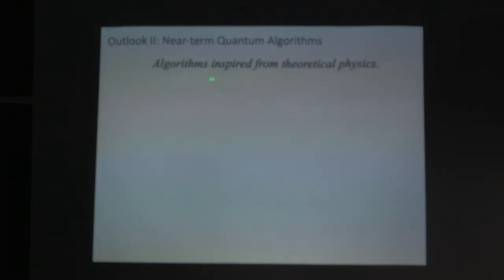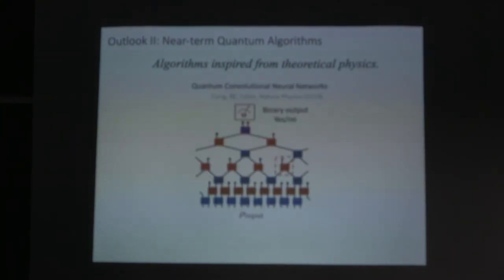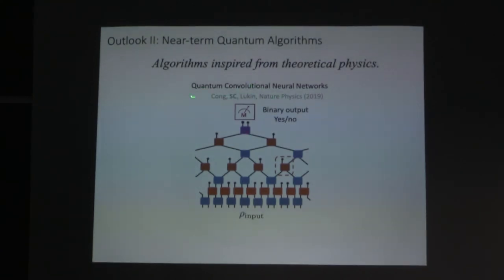Another outlook is basically one of the messages that I want to deliver through this talk. I would like to argue that one of the best ways to design a new quantum algorithm is by using ideas from theoretical physics. To illustrate this, I want to talk about my other work, but just a couple of slides, the so-called quantum convolutional neural network. It's a particular architecture of a quantum circuit.